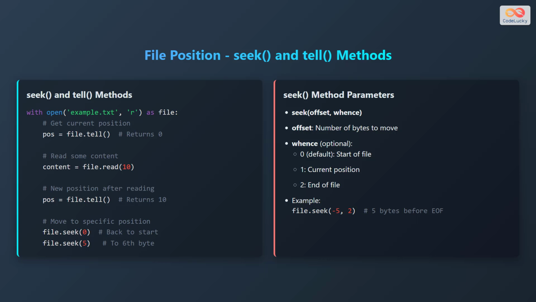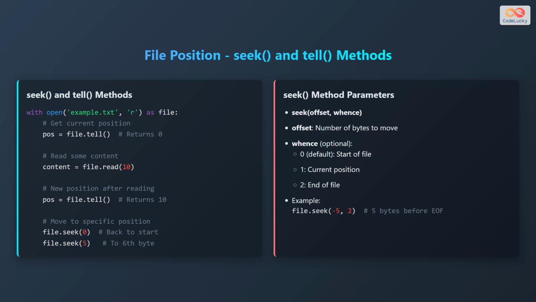Here we're going to discuss how to manipulate the file position using the seek and tell methods. On the left, the code shows how to use the tell method to get the current file position. Initially, it's at 0. After reading some content, the tell method will return the new position. The seek method is used to move to a specific position in the file.